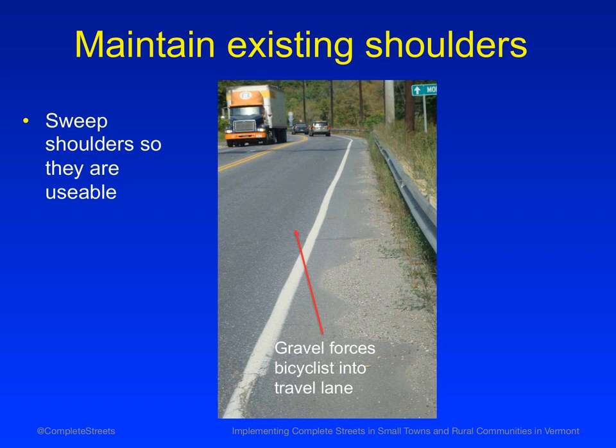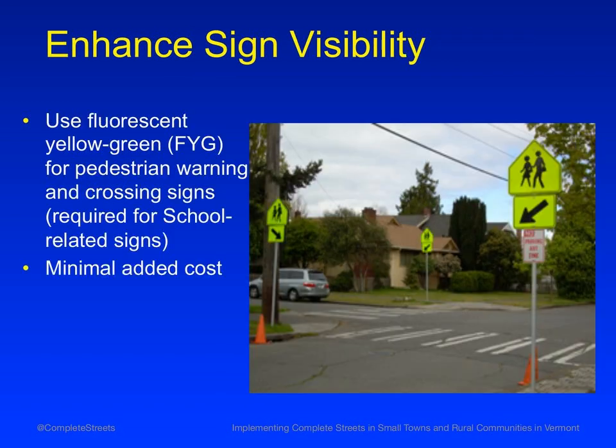Some of these things are just basic maintenance. Once you have a facility, it is important to maintain it, because it's fine to mark a bike lane, but if gravel accumulates there, it ends up forcing the bicyclist back out into the travel lane. So in addition to providing facilities in the first place, making sure that they're maintained well is also important. And again, none of these are particularly glamorous projects, but all these small improvements do add up.